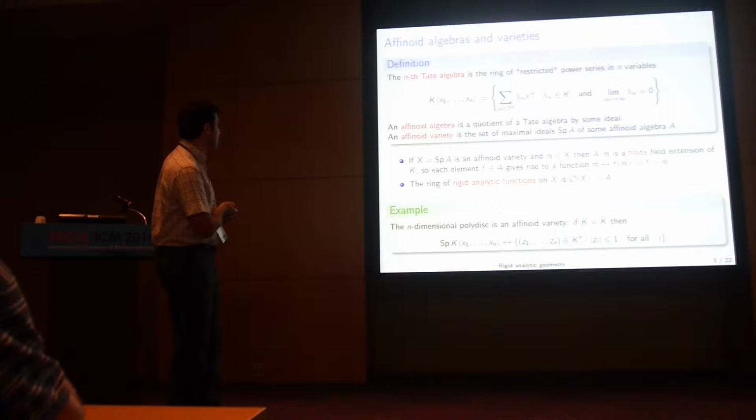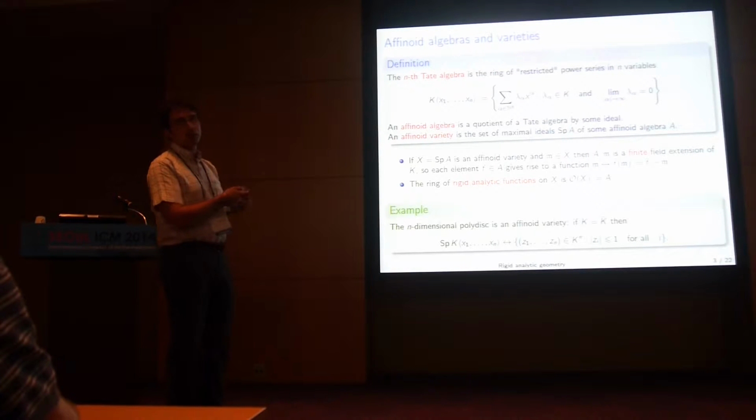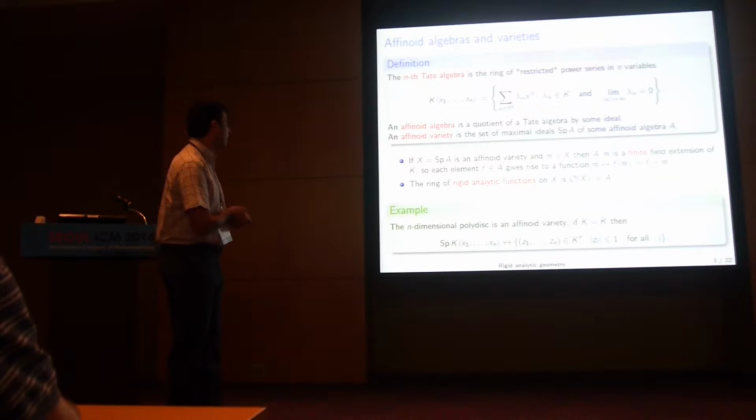The basic example is that you can actually recover the n-dimensional polydisk, so just the n-fold product of the disk in one dimension, from the maximal ideal spectrum of this particular algebra.